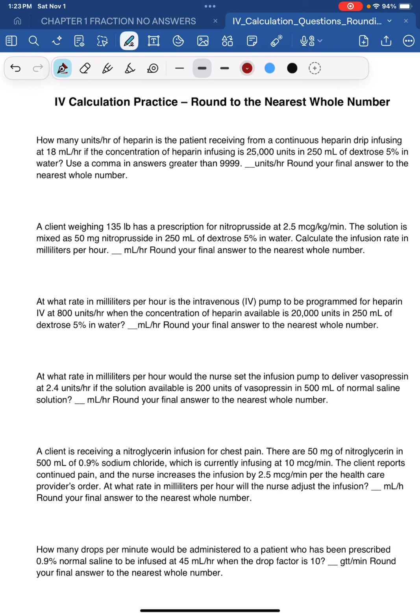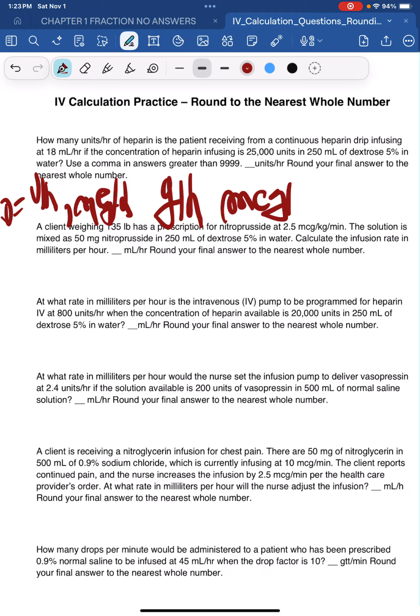So now let's go through those exercises. Question number 1. Remember I said earlier that your order must be in the basic shape. We say your order has to be unit per hour, mEq per hour, gram per hour, microgram per hour, milligram per hour. Your order must be in one of those basic shapes. So if the question is asking how many units per hour, please understand you are looking for your order.